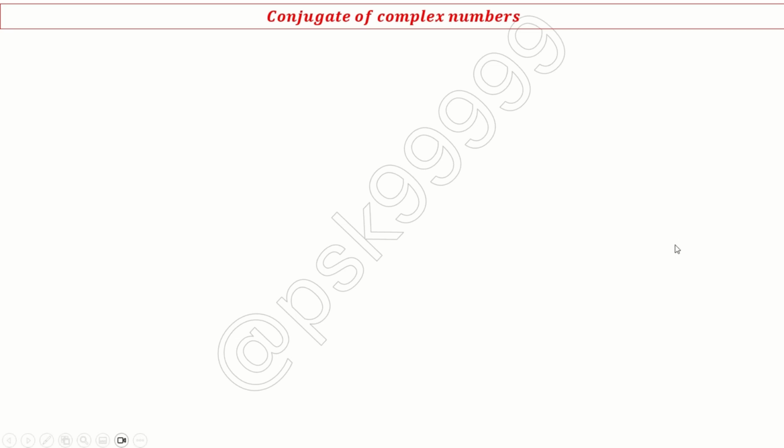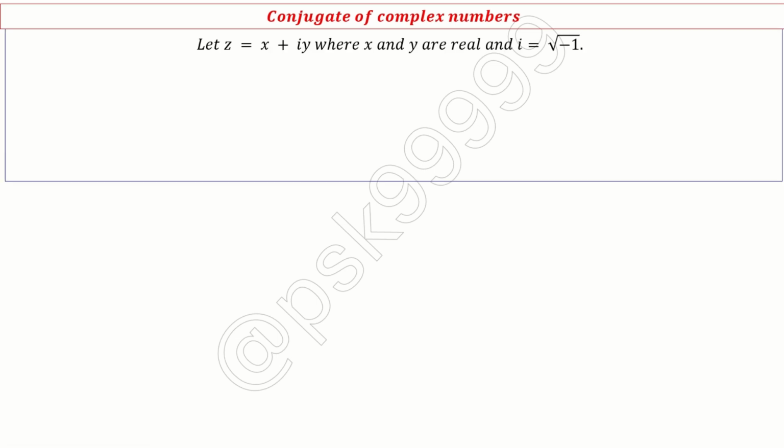Okay, conjugate of complex numbers. Conjugate of a complex number z equal to x plus iy is defined as z bar equal to x minus iy. If you observe, only the sign is changed for the imaginary part, that's it. Plus iy has become minus iy. If z is equal to a minus ib, then the conjugate, z bar, is a plus ib. Minus ib has become plus ib. This is the only difference.